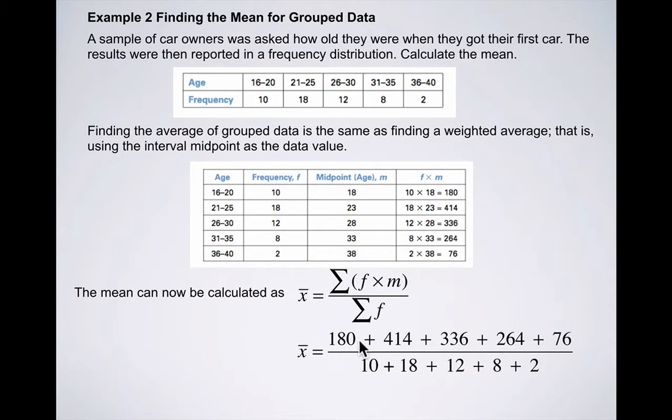Okay, so in this case here, F times M, so this first 180 is from up at this table. It's the frequency of 10 times the midpoint age of 18, so we get 180. So we add up all of these values from this table, and then what we do is divide by the sum of the frequencies. So here the frequencies are 10, 18, 12, 8, and 2. And so we find that the mean age for getting your first car, according to this group data, is 25.4.